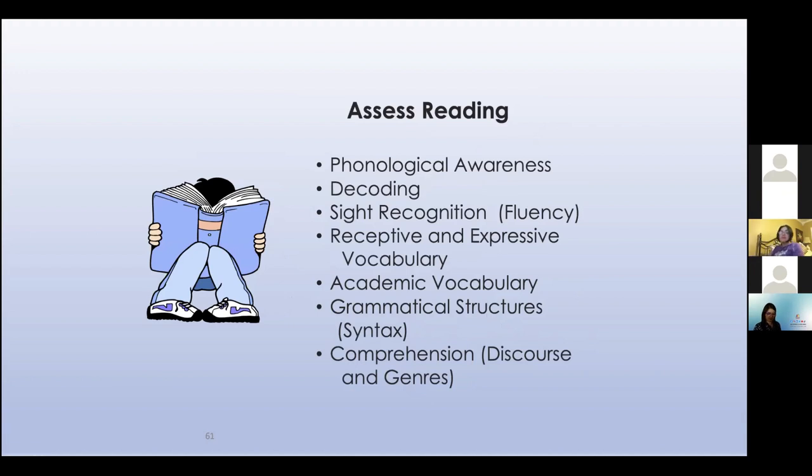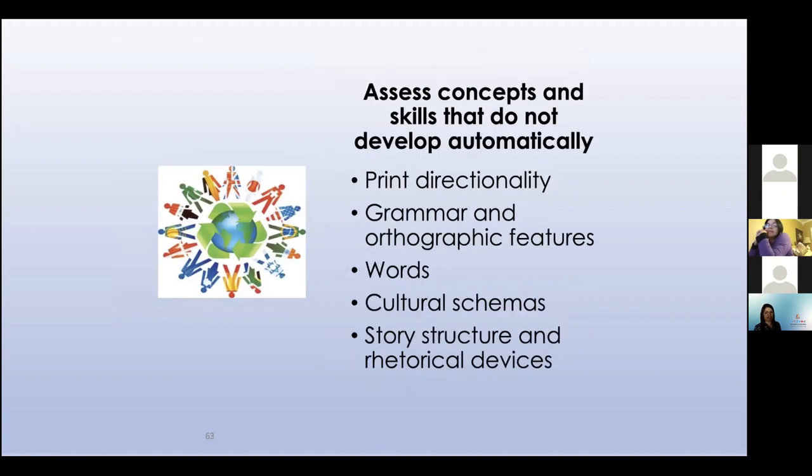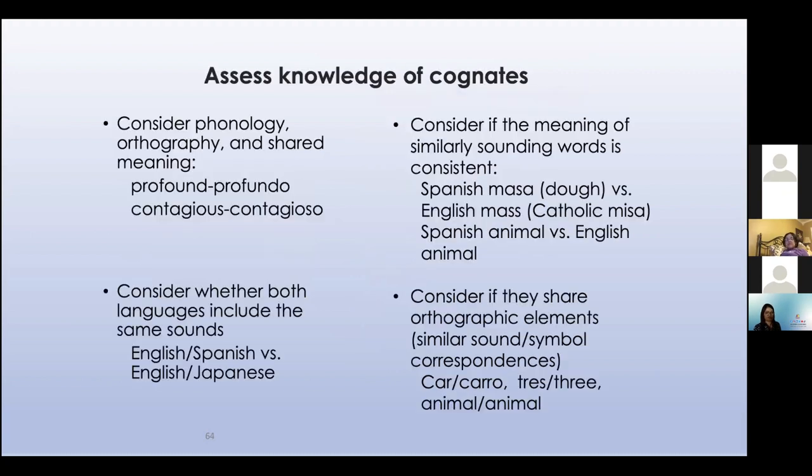Assess reading, and we talked about reading. Assess universal concepts and skills that transfer across languages. We talked about the alphabetic and orthographic awareness, habits about reading, content knowledge. Assess concepts and skills that do not develop automatically. Is print directionality, are they from a different orthography? The grammar and orthographic features are too different. Cultural schemas, you know, there are a lot of things. Assess knowledge of cognates. We talked about cognates.